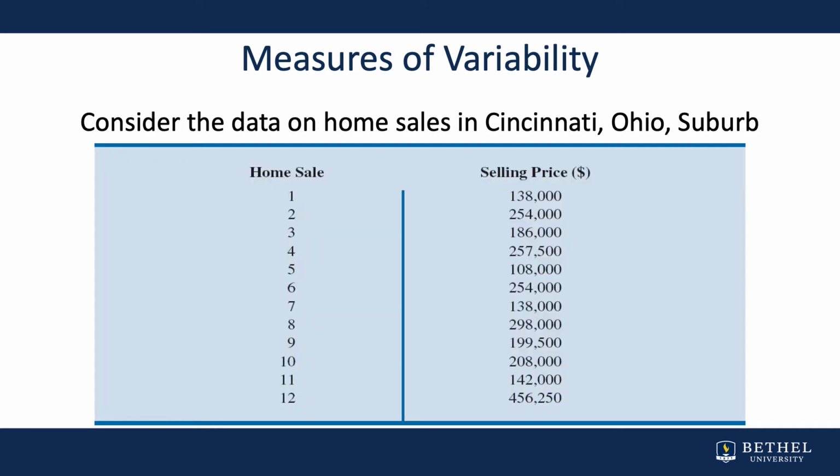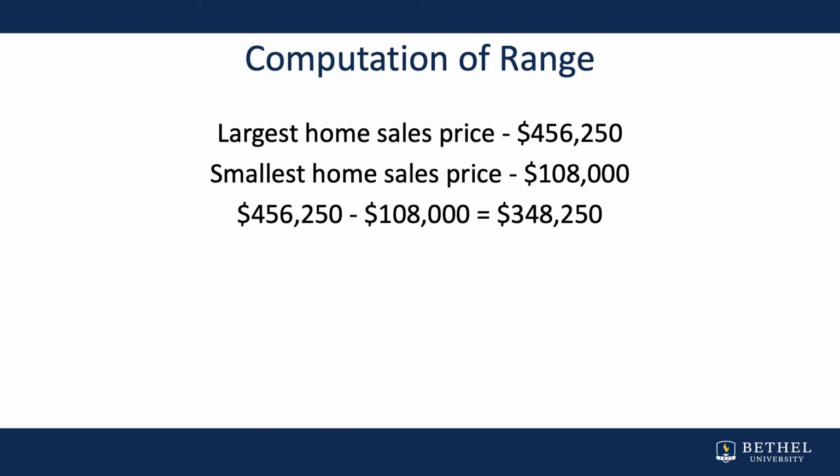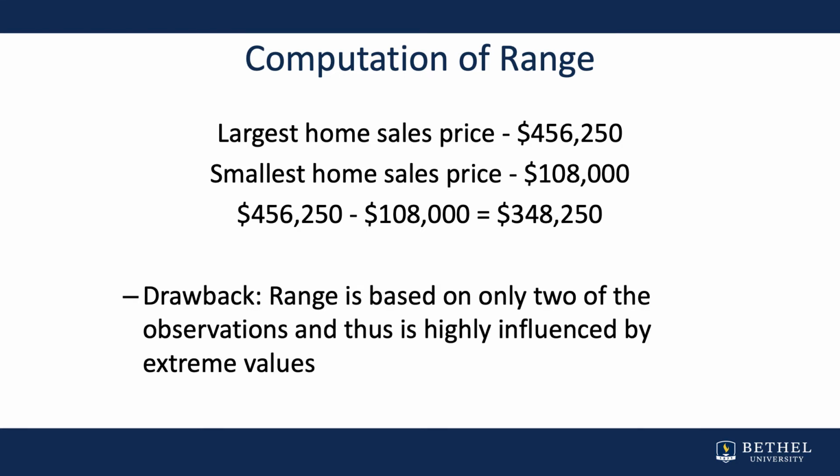In this case, I've provided you some data I got from the textbook where the home sales data in Cincinnati, Ohio, in a suburb in Cincinnati, is as follows. You've got 12 homes there ranging from $138,000 to $456,250. To compute the range, you take the largest home sales price, $456,250, and then you subtract the smallest home sales price, $108,000, and you end up with the range, which in this case is $348,250.